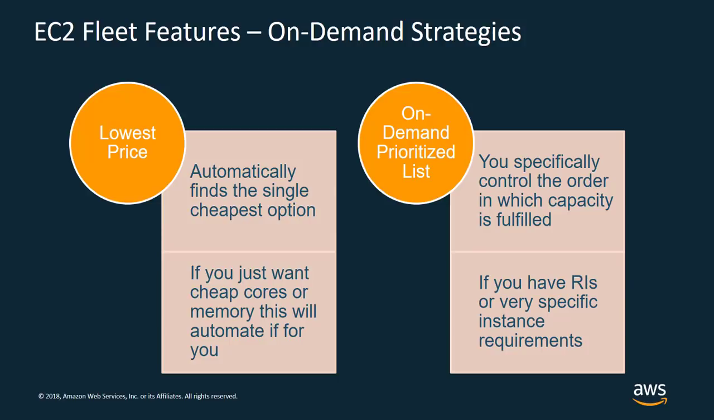And so on-demand prioritized list puts 100% of the control in the order in which we attempt to fulfill your on-demand capacity in your hands. And so you decide, try this one first, this one second, this one third, and that's exactly the order we're going to follow. We'll try and fulfill all of your capacity in your number one priority, and only if we aren't able to fill all of your capacity in your number one priority will we move on to your second priority and your third, and so on and so forth.